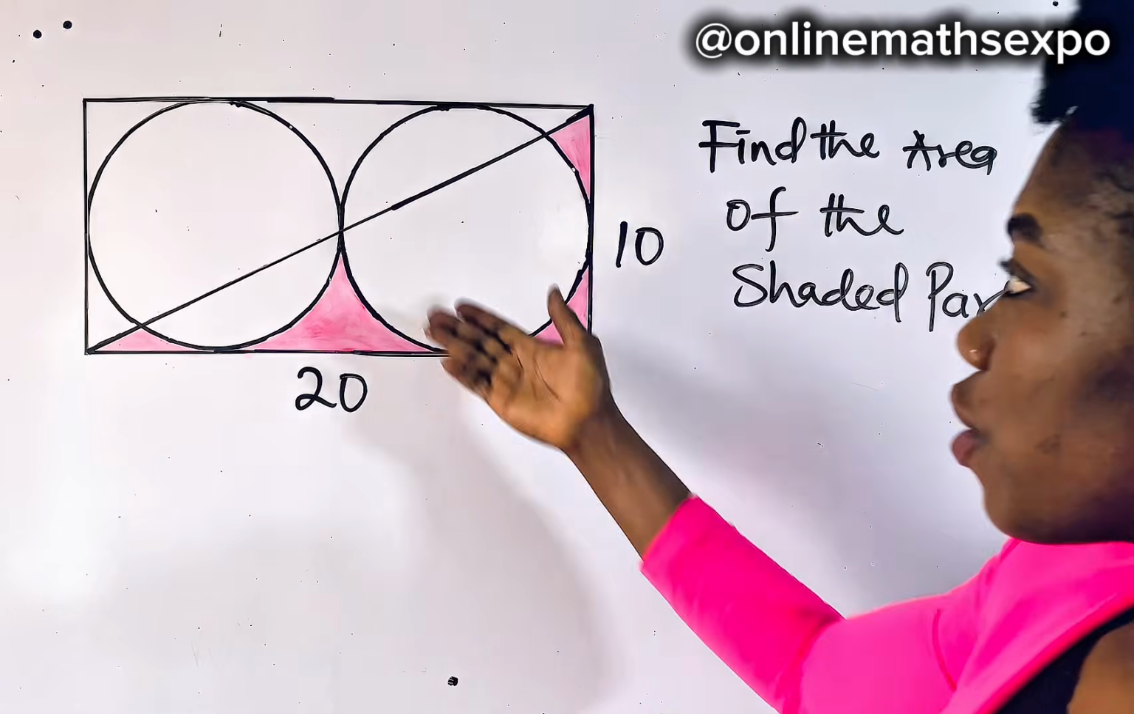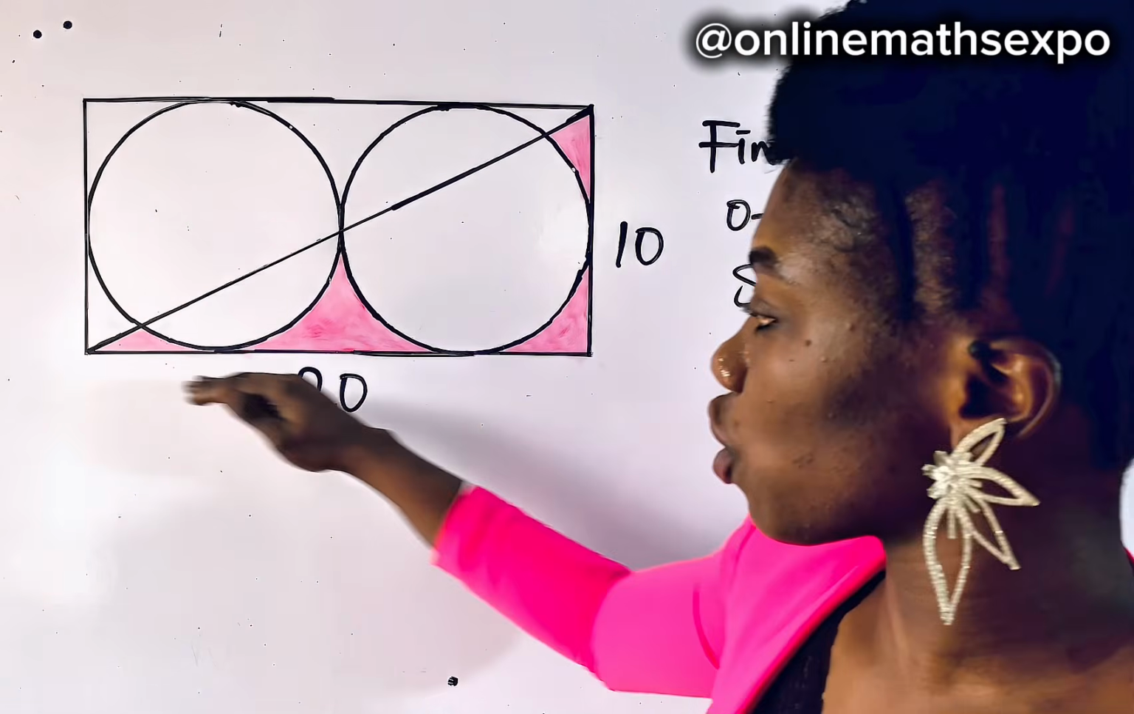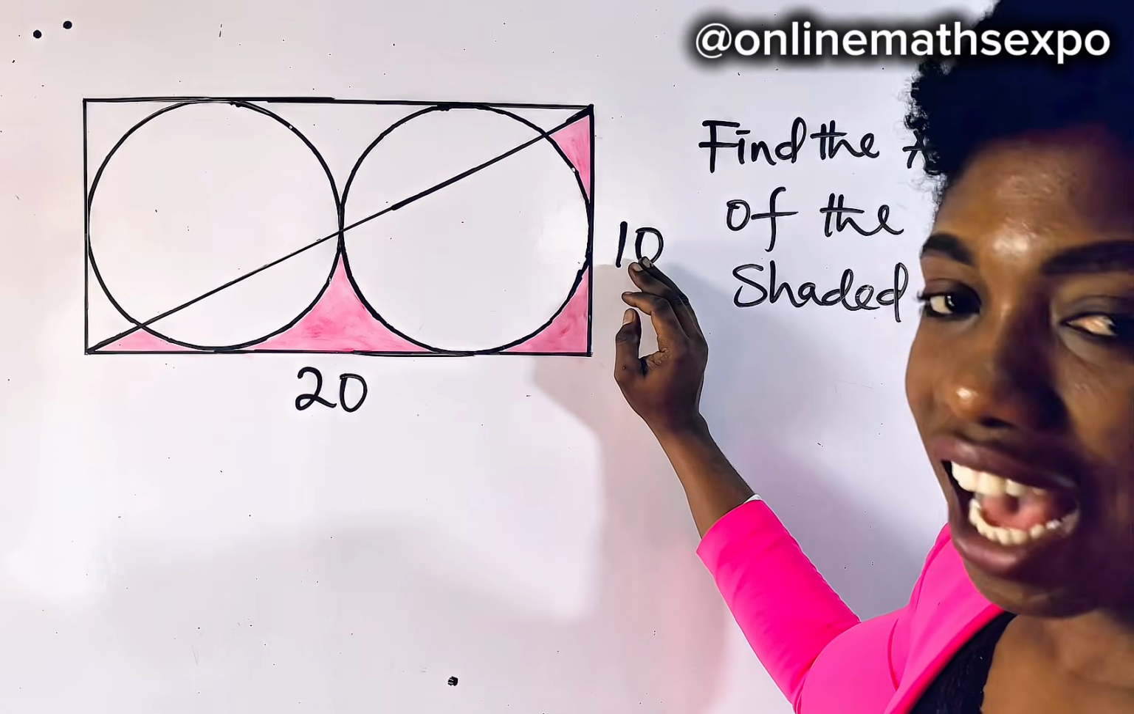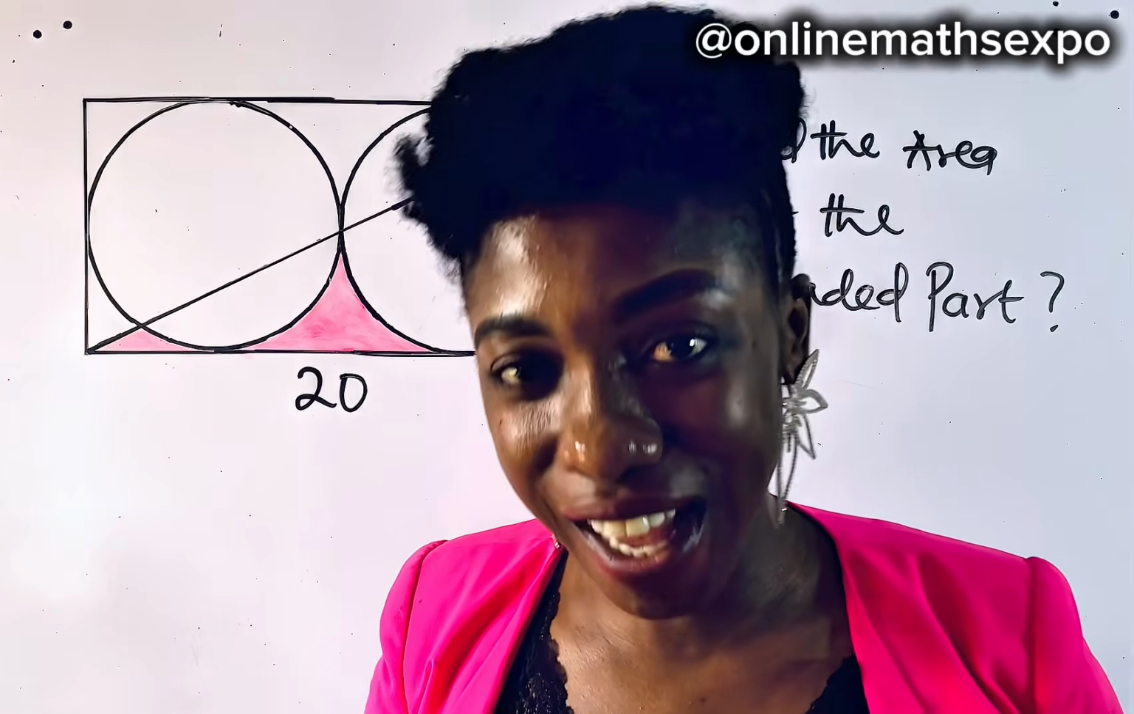Now we are given a rectangle. You can see this is a rectangle. This length measures 20 units, and this length measures 10 units. And inscribed are two identical circles.